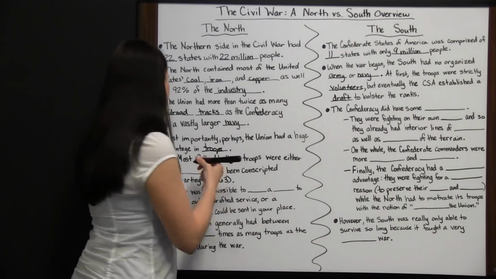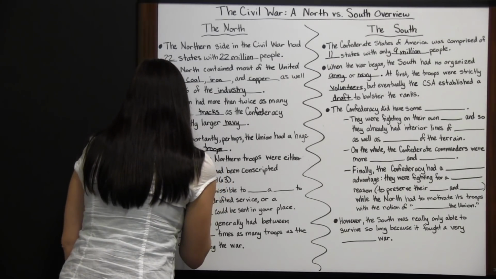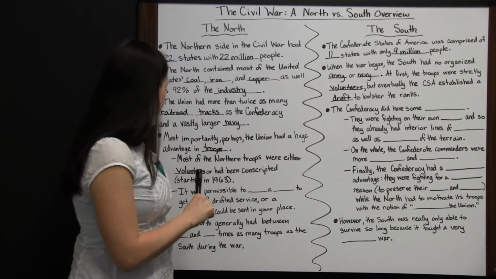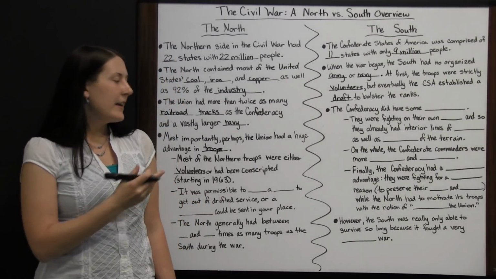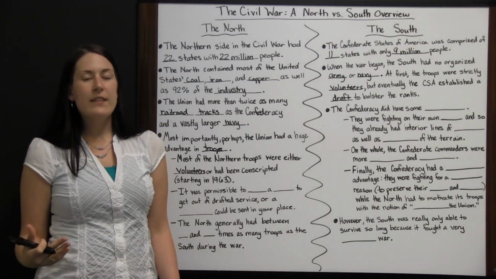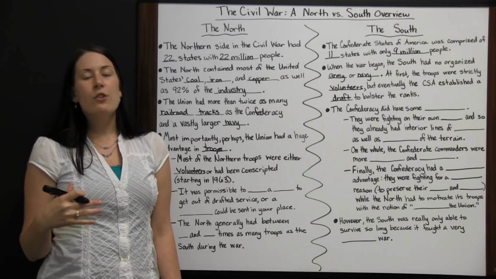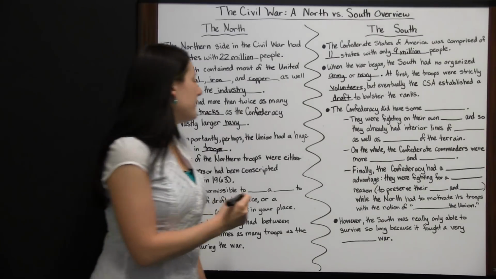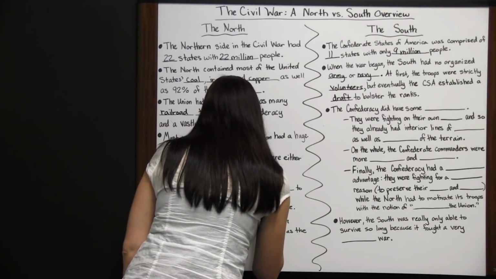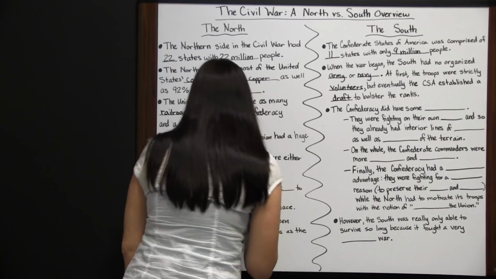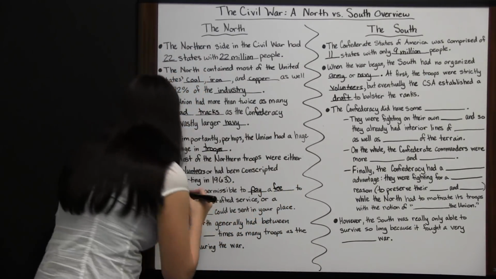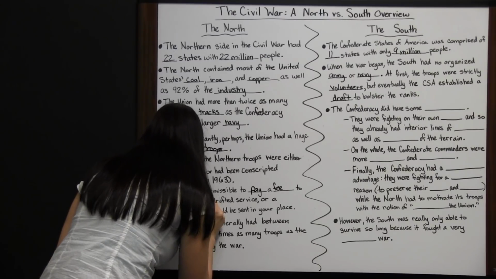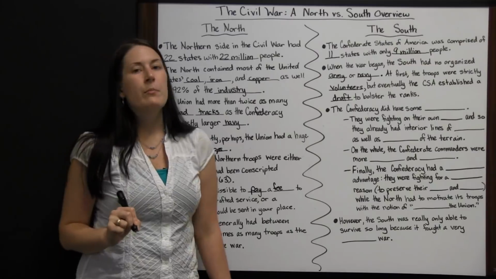Most of the Northern troops were either volunteers, like the South, or had been conscripted starting in 1863. And conscripted is just another word for drafted. So in 1863, the North also started drafting people. However, it was permissible to pay a fee to get out of drafted service, or a substitution could be sent in your place.